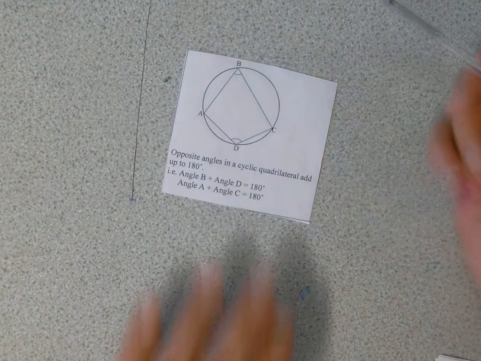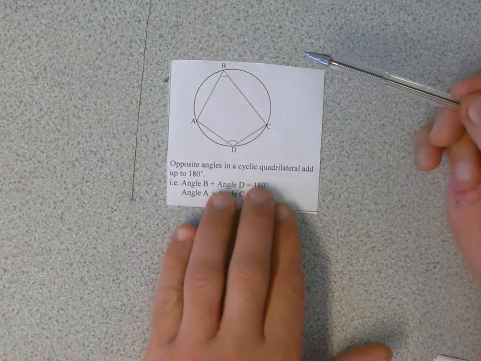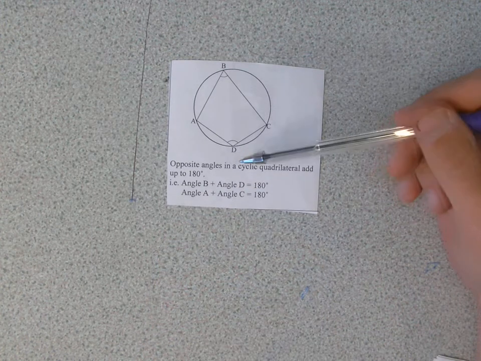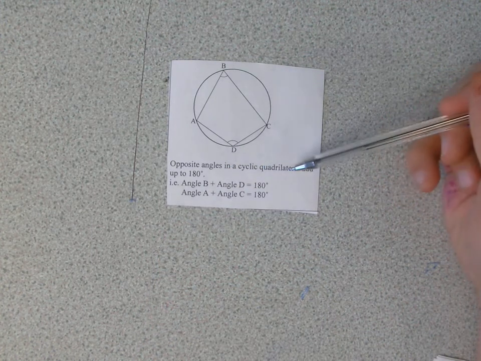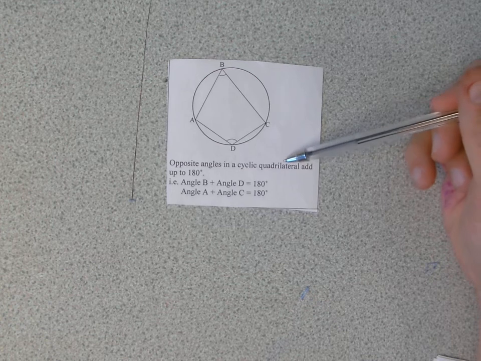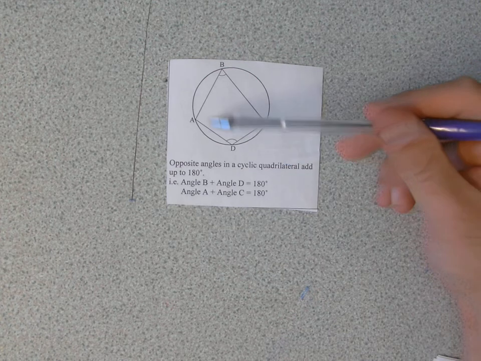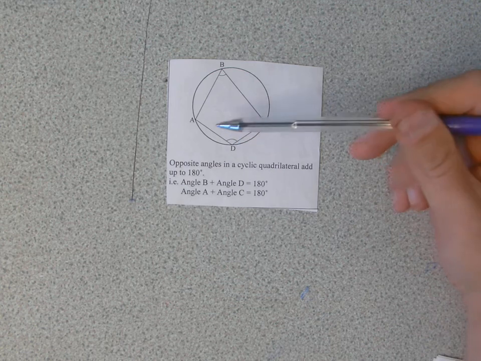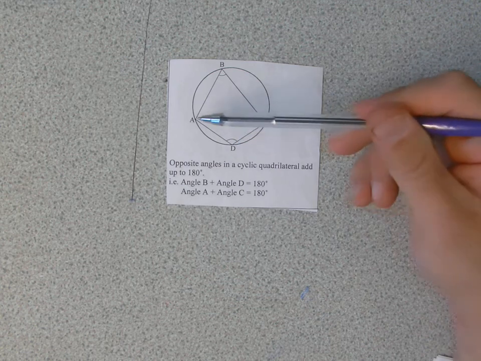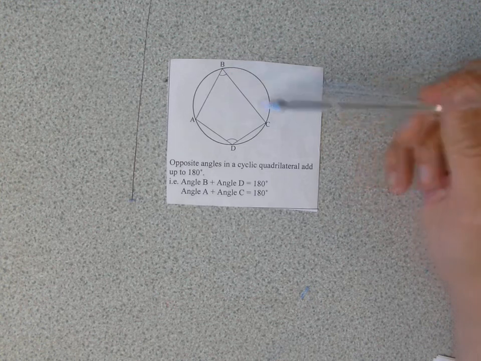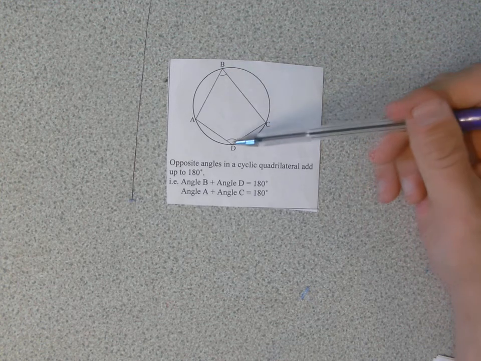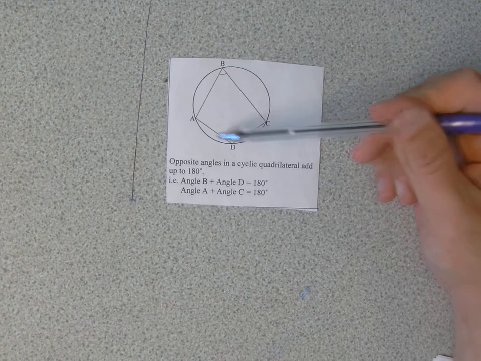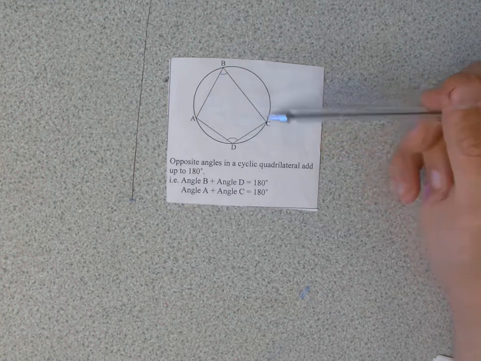Okay, then we've got another theorem. And here we've got what is known as a cyclic quadrilateral. Now you know what a quadrilateral is. A quadrilateral simply has got 4 sides, and it's called cyclic because each of the corners are touching the circle, if you notice there. Each of the corners are touching the circumference of the circle. So you've got A, B, C, D.